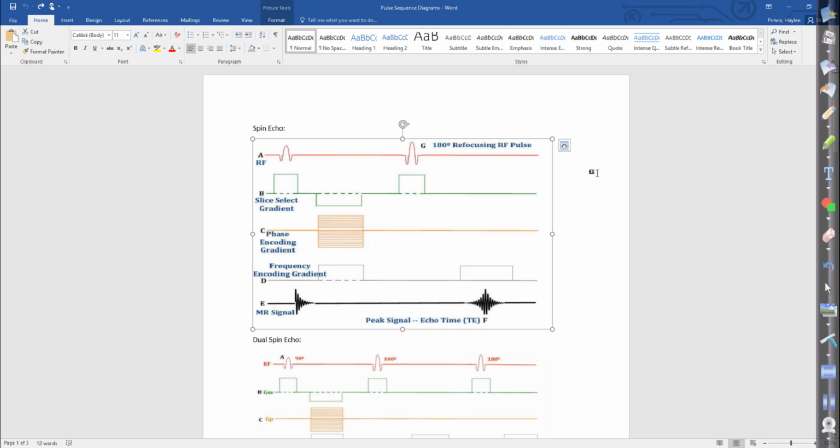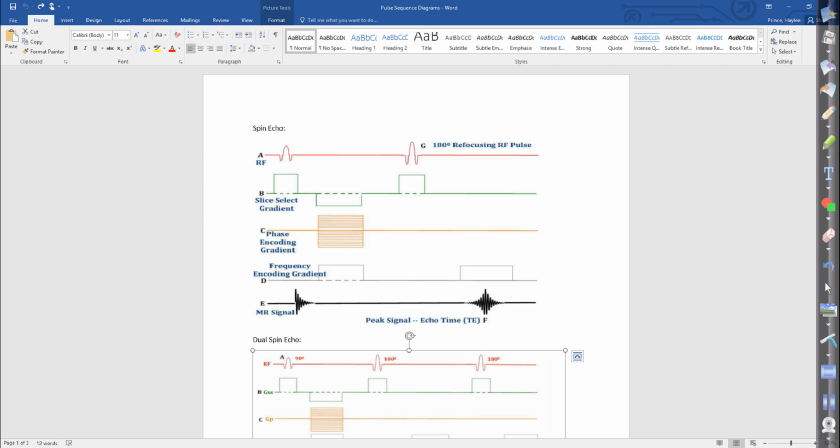Okay? All right, next question. What was the order? RF, slice select gradient. Okay. Number 1, slice select. What's number 2? Phase. And number 3, frequency.